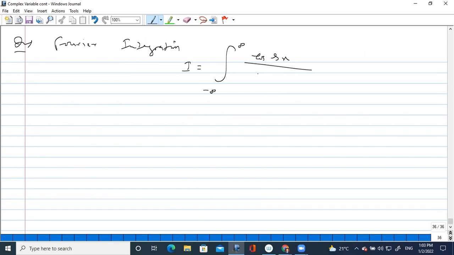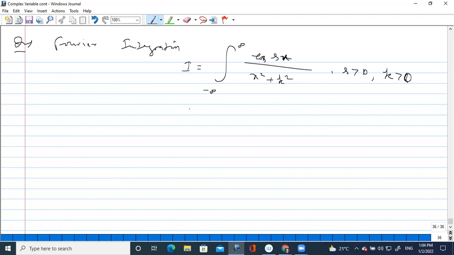Integral of cos(sx) divided by x squared plus k squared. This is like this. Here s is greater than 1, k is greater than 0, meaning both s and k are positive values. So this is the question.